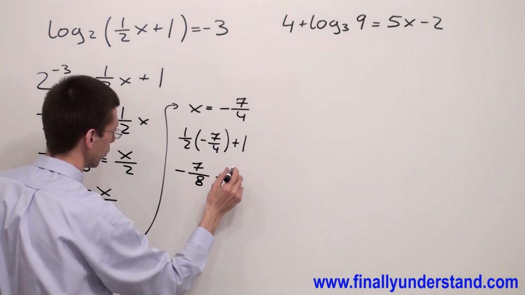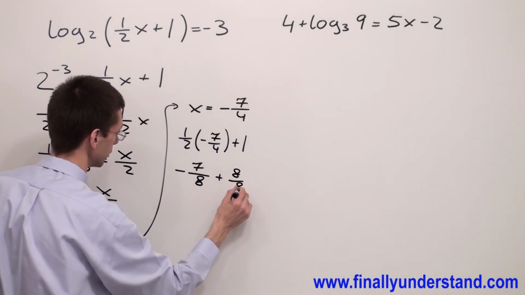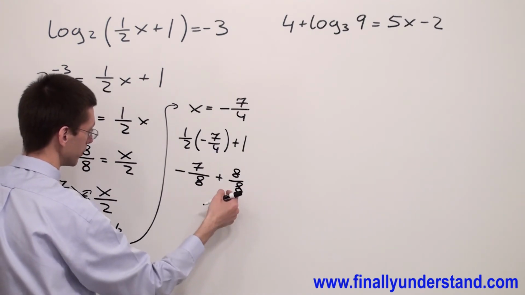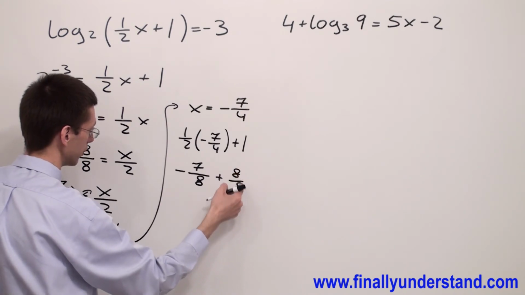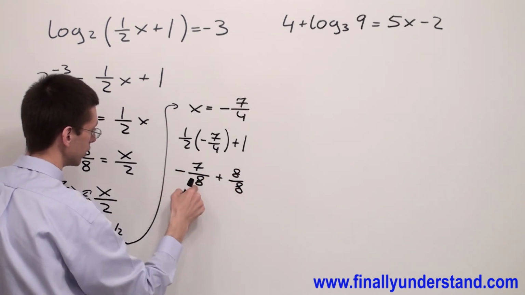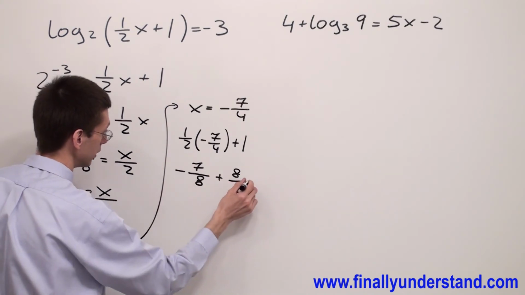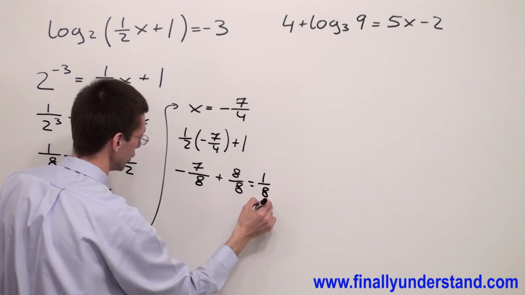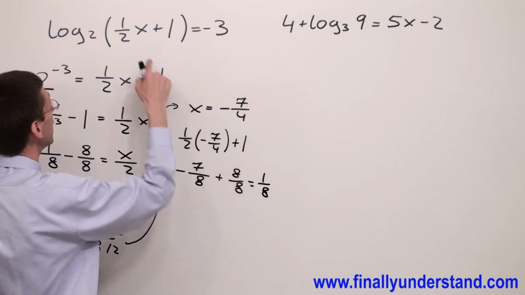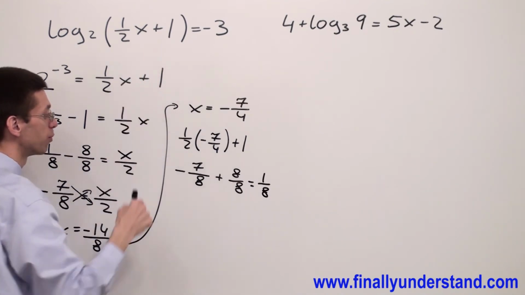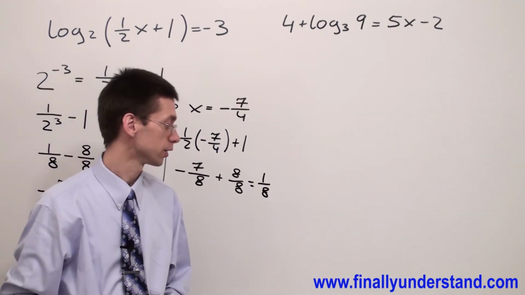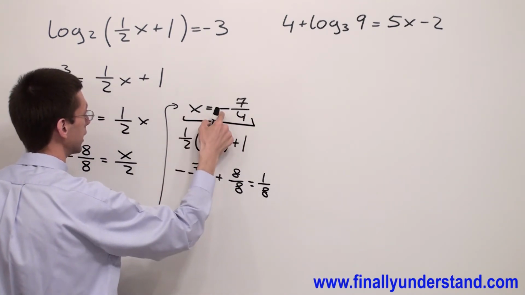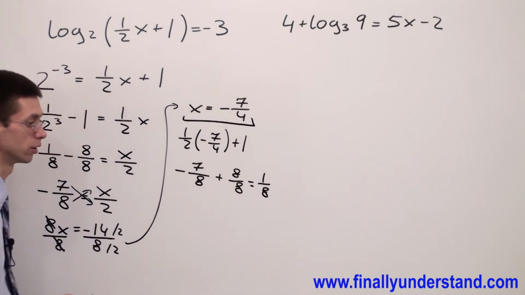Keep in mind that 1 is 8 over 8. Because the denominator is 8, I found a common denominator, and the numerator is going to be the same, because 8 divided by 8 has to give me 1. Negative 7 over 8 plus 8 over 8 gives me 1 over 8. So the domain of my logarithm is 1 over 8. This is a positive number. That's why x equals negative 7/4 is the correct answer to my problem.